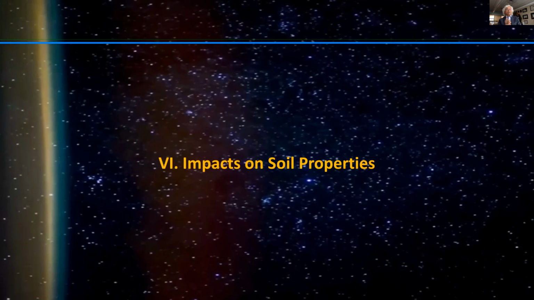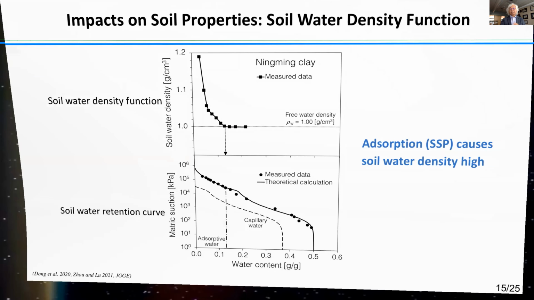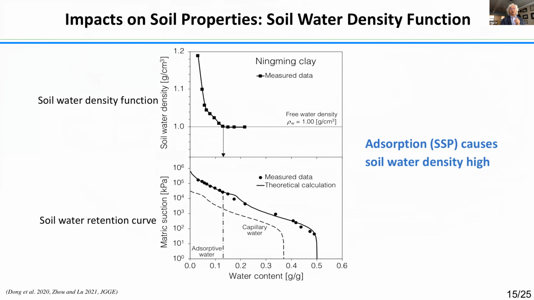So let me use a few minutes to talk about the impact on soil property. In the last decade or so, we have worked on how that pore pressure or local pressure impacts the soil property. Here's an example: if you look at the soil water density, you can measure that by some of the new methods. In fact, even with the old method of saturated consolidation, you can measure the pressure. And this is an example here.